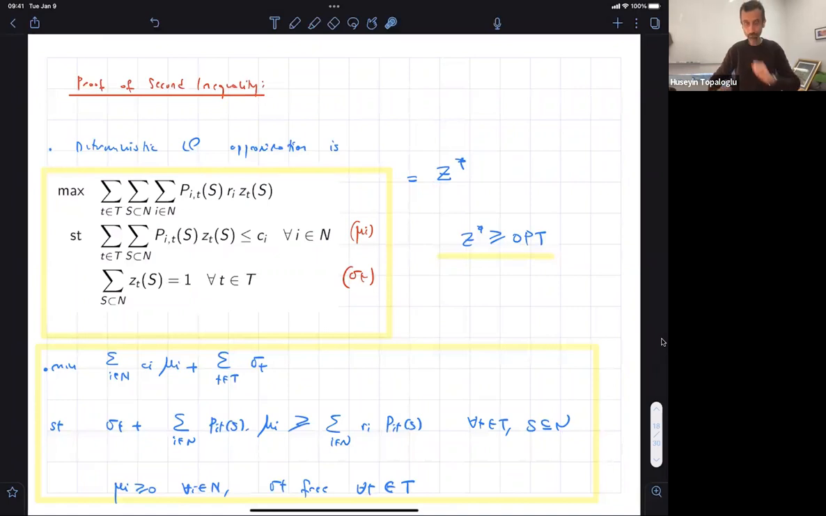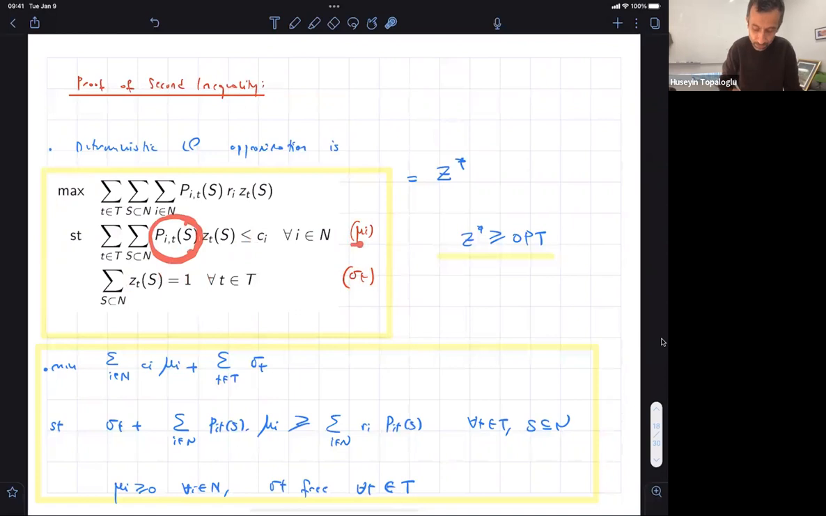Then, instead of solving the primal of the deterministic linear program, let me solve the dual. Let me associate the dual variables mu i and sigma t with these constraints, and write the dual. In the objective function, we have ci times mu i, 1 times sigma t, added up. We're minimizing that. And in the constraint, I'm writing the constraint that corresponds to the primal decision variable zt of s. In this constraint, the coefficient of zt of s is pi t of s.